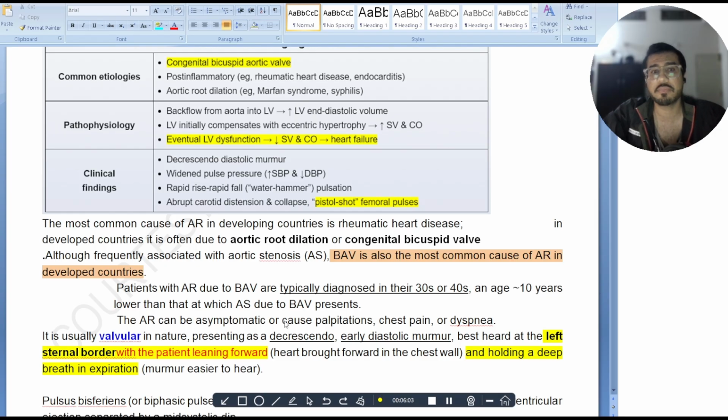The aortic regurg can be asymptomatic or cause palpitations. Why can it cause palpitations? Because of the water hammer pulse. The systolic impulse can be really felt by the person, so it feels like palpitations. Chest pain and dyspnea, that's not high yield.